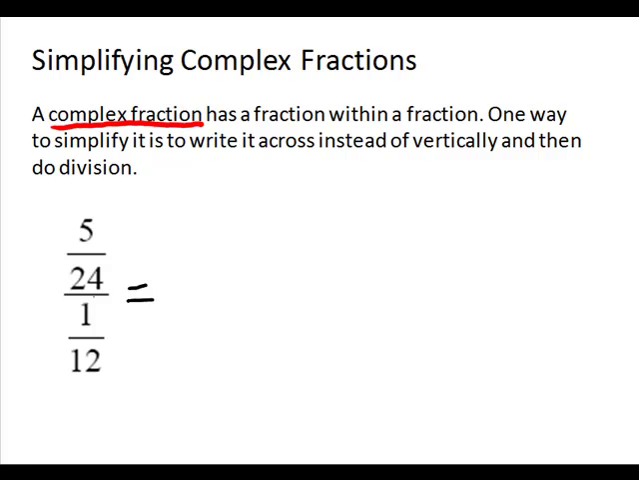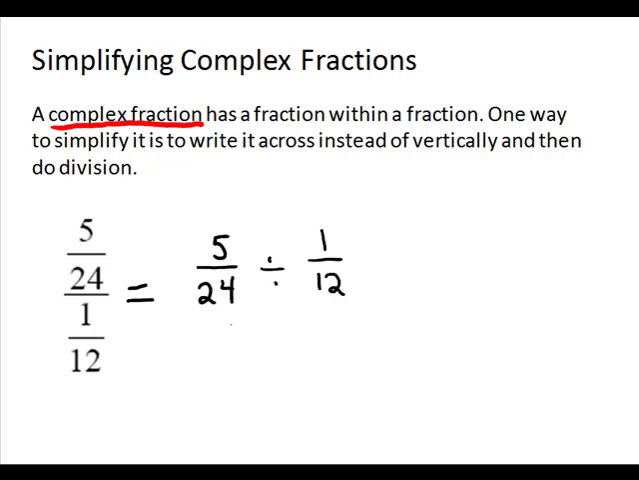instead of vertically. This line means divide. So 5 over 24 divided by 1 over 12. And then we realize, well, that's just division of fractions. We know how to do that. Remember, we have to change the division to multiplication and invert the divisor.